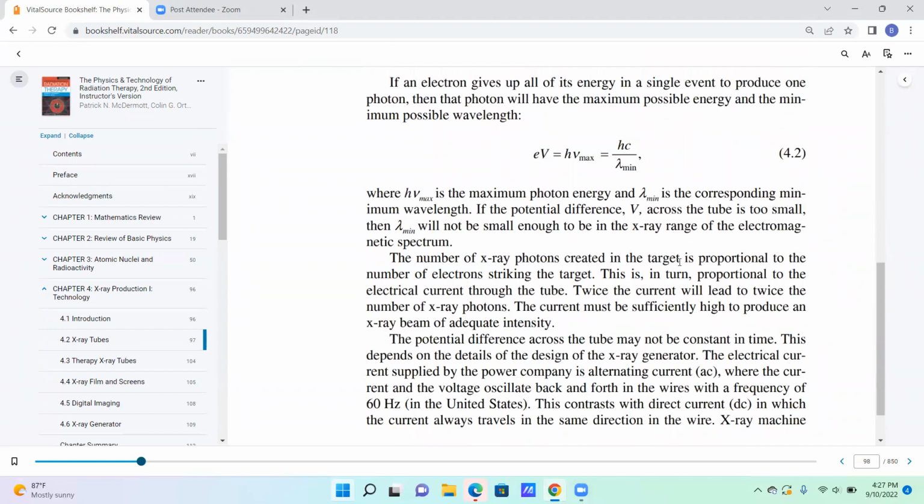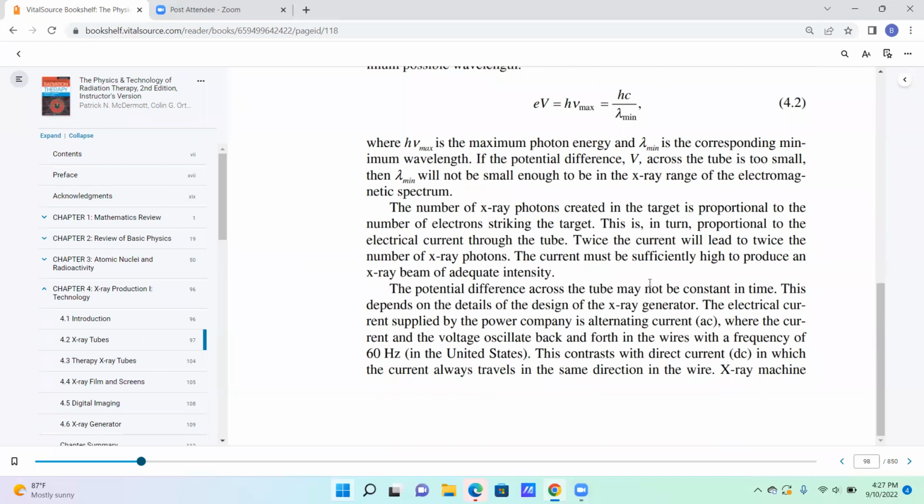So the number of X-ray photons created in the target is proportional to the number of electrons striking it. So this in turn is proportional to the electric current through the tube. So twice the current will lead to twice the number of X-ray photons released. Obviously, you want a current high enough to produce an X-ray beam that's actually going to be usable to tell you the contrast of what it's striking as it goes through, let's say, a patient or whatnot. And through that, you can have a better idea as to what's going on.